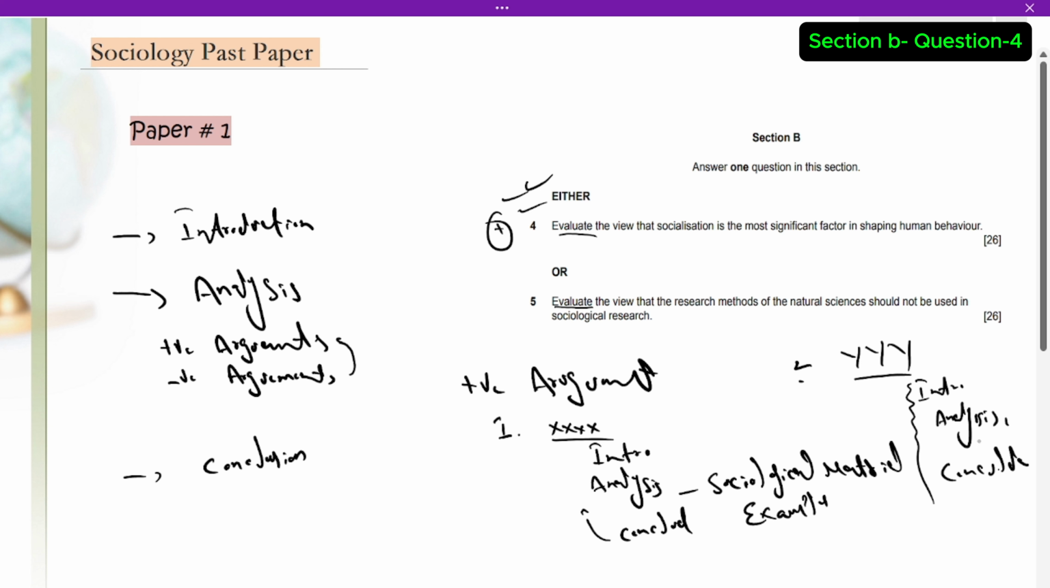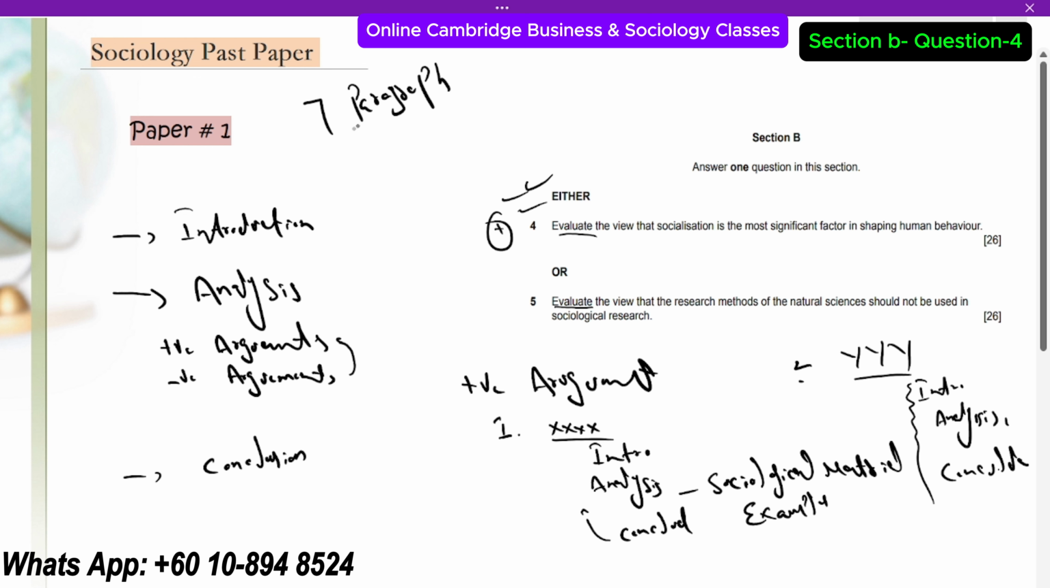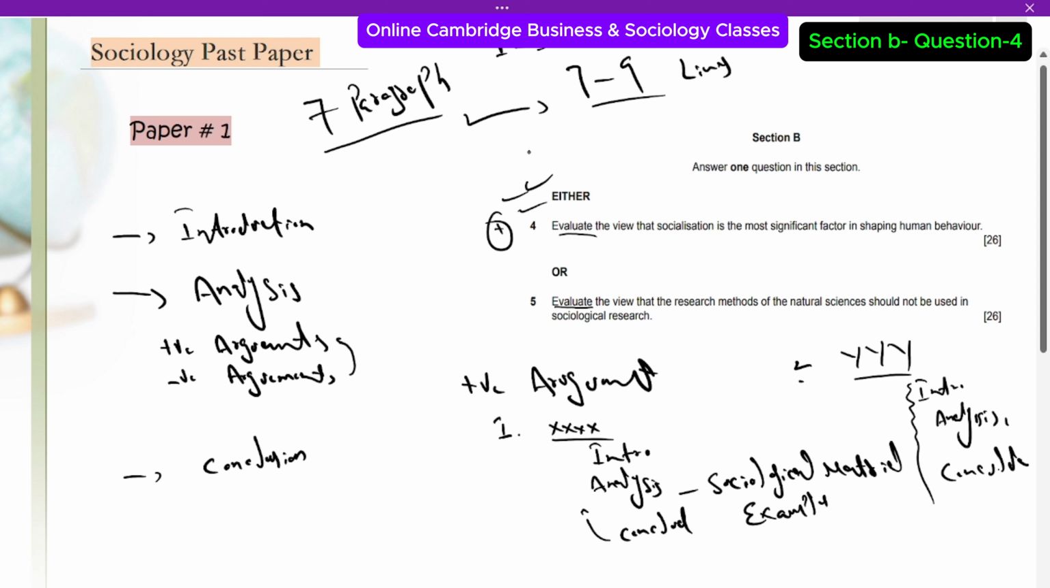Normally, I suggest students write at least 7 paragraphs, and each paragraph must have between 7 to 9 lines. You have to write at least 7 paragraphs. The first paragraph will be the introduction, and the last paragraph should be your conclusion.